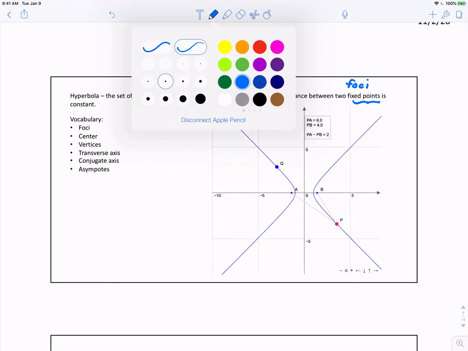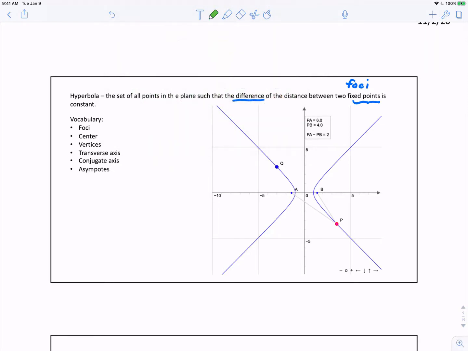So at this point P on the hyperbola, if you take this distance d1 and this distance d2, and those are the distance to these two foci, if you take d1 plus d2, you'll get a constant. Okay? All right. Oh, sorry. Difference. So instead of a sum, this should be a difference. So d1 minus d2. And that's the same for any point on the hyperbola.